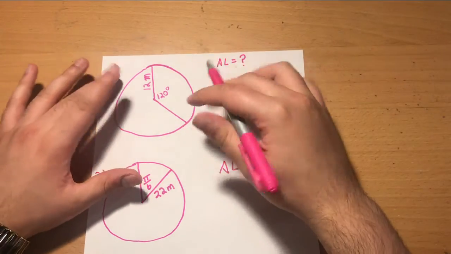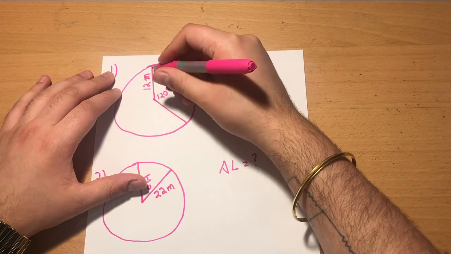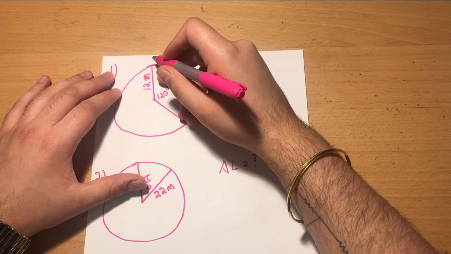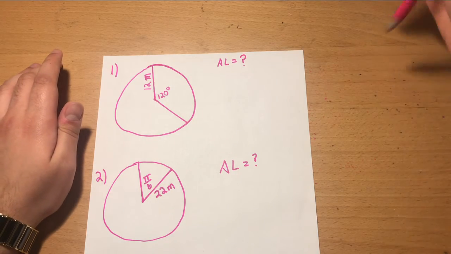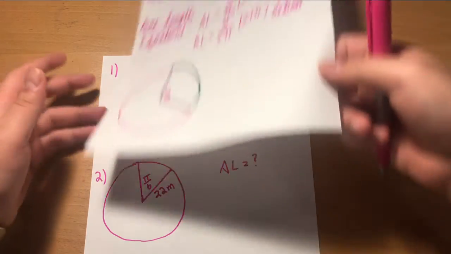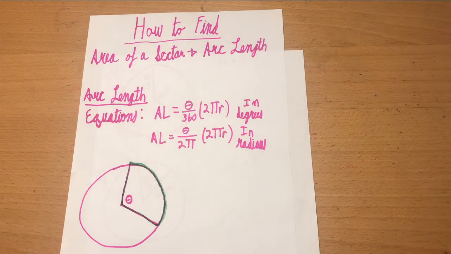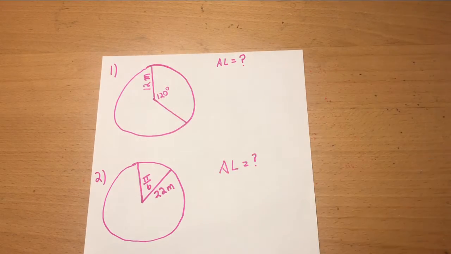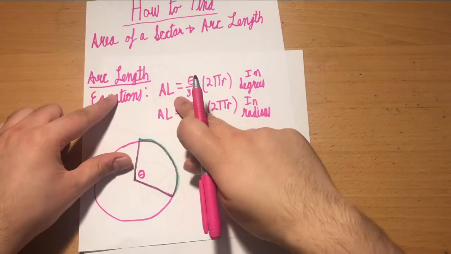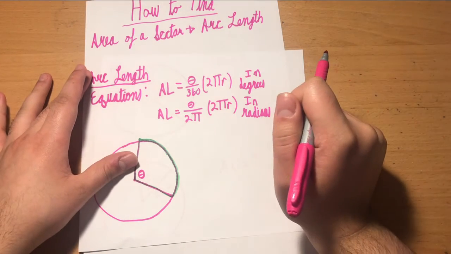All right, so we're given the circle. We're shown this is 120 degrees and we're shown that this length from the center out to the outer edge, the radius, is 12. And we're asked to find the arc length. So we know we're dealing with arc length, so it's going to be one of these two equations. What determines which equation we use is, are we working in radians or degrees? Well, let's look at what they give us. Right here, they give us 120 degrees as our angle measure. So that means we're using this equation. Arc length is equal to theta over 360 times 2 pi r.